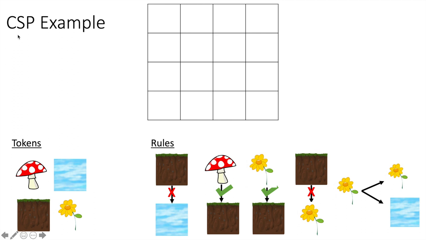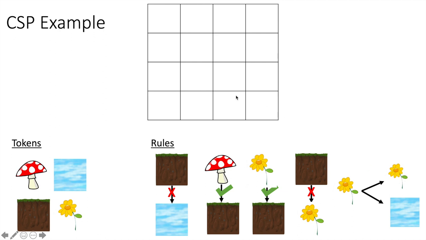So here's my nice constraint satisfaction problem example. Here are our tokens. We have a mushroom, a sky, a dirt, and a flower. Those are our four tokens, thankfully provided by free for reuse clip art on Google. Then we have these rules. What these mean are: dirt cannot be above the sky, dirt must be below a mushroom, dirt must be below a flower, dirt cannot be above a flower, and a flower must have either another flower or the sky to the right of it.